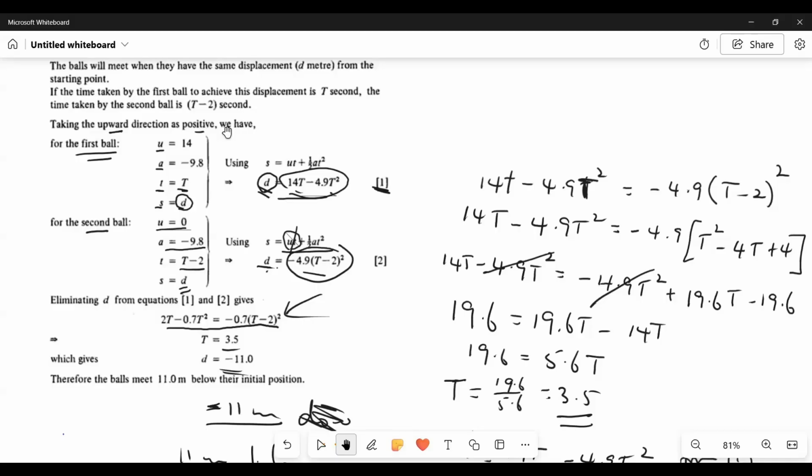Sir, where did you get 4.9 from? This 4.9 here. Well, half of a is minus 9.8. Half of 9.8 is 4.9. Yes? Gotcha. But you have to know a bit of mathematics here.